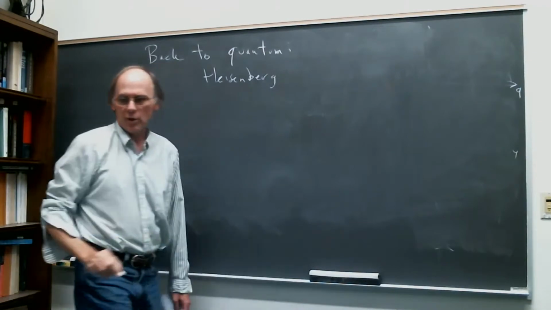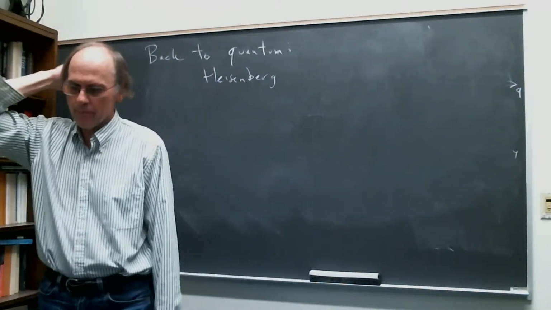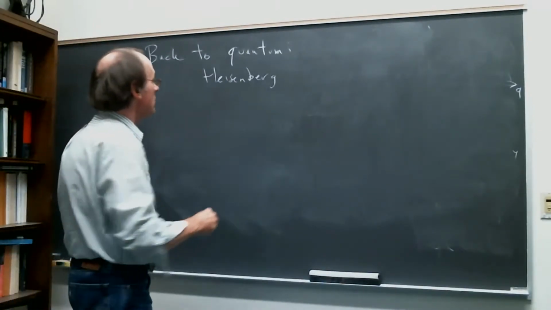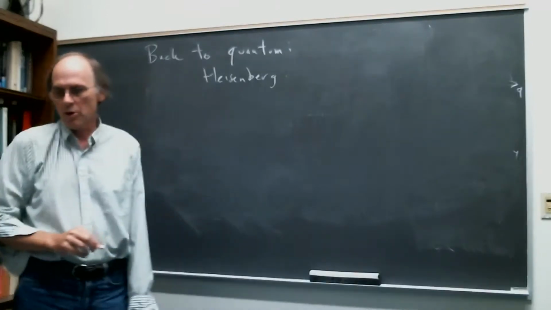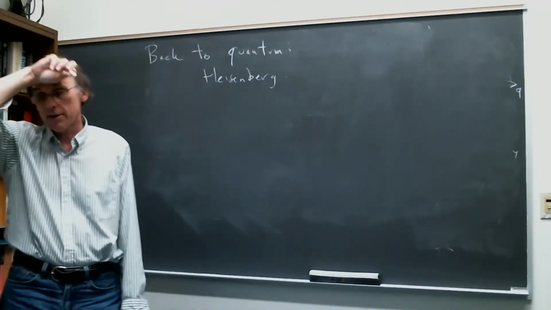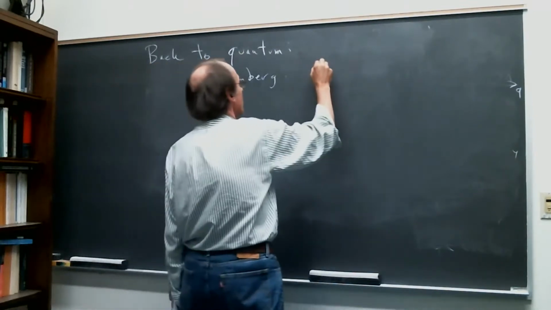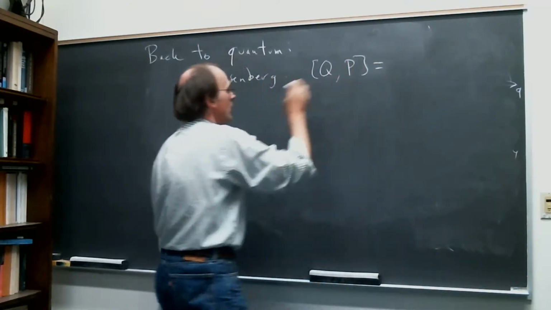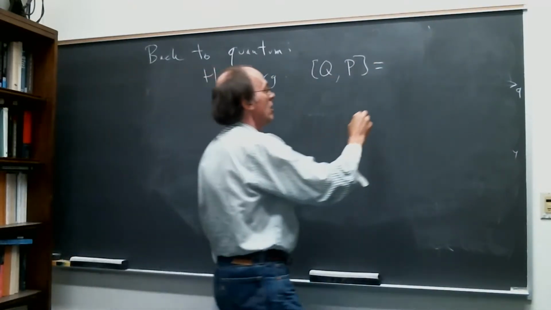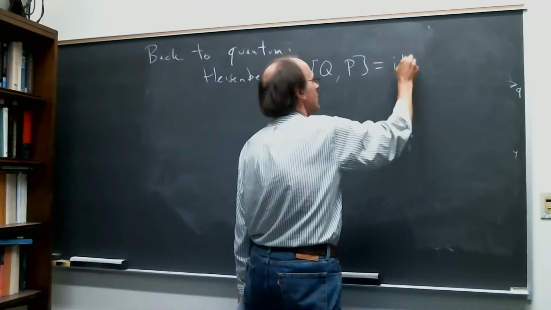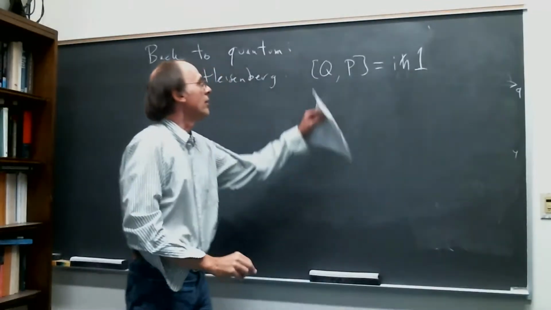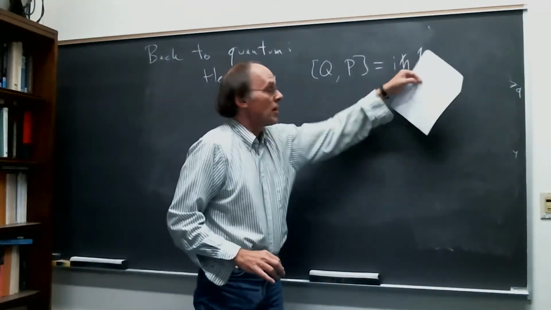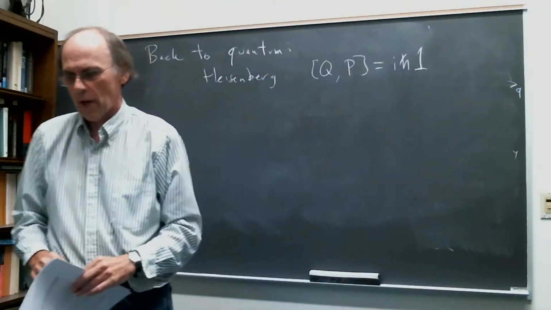So Heisenberg realized, by trying to make sense of calculations involving spectra and things, that corresponding to your Q and P of classical mechanics, in quantum mechanics you had operators which, instead of commuting, had this commutation relation: the so-called Heisenberg commutation relation, that the commutator of Q and P is i times h bar times the identity operator.